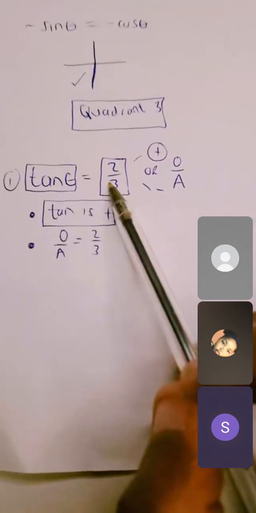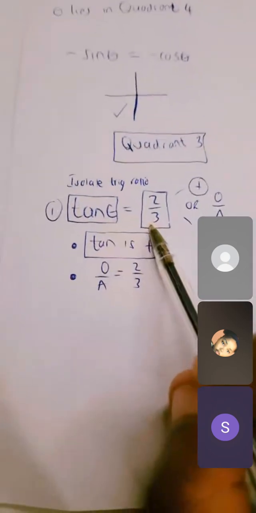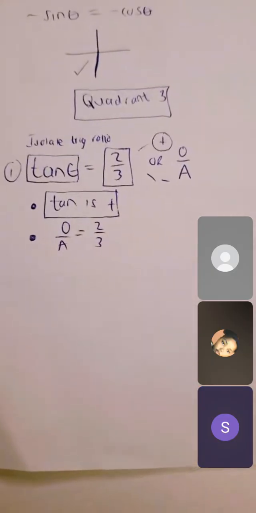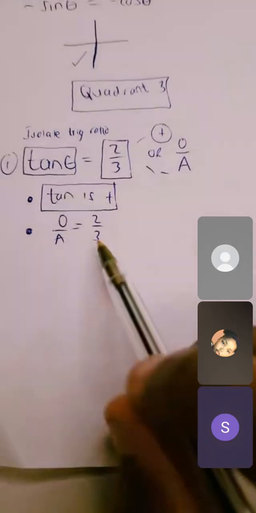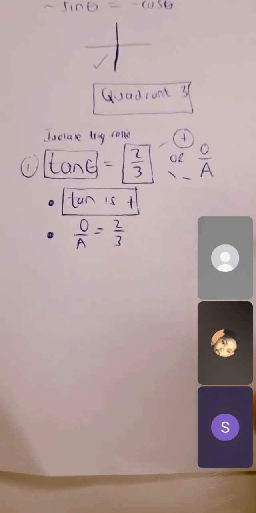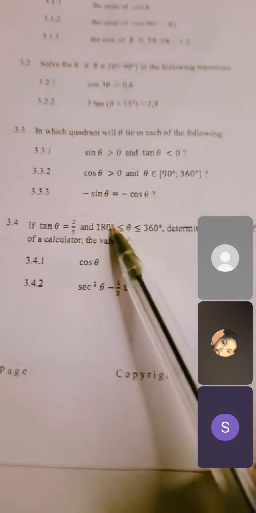Yes. 2 things we get from the trig ratio itself. First goal is to make sure we isolate the trig ratio. If you are given the trig ratio and it's not isolated, your first goal is to isolate it and then read 1, what is the condition of tan? 2, according to its ratio, what are the respective sides that are represented by the ratio? We good? Yes.